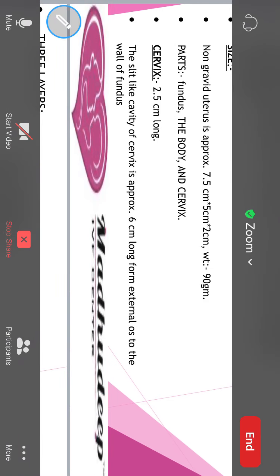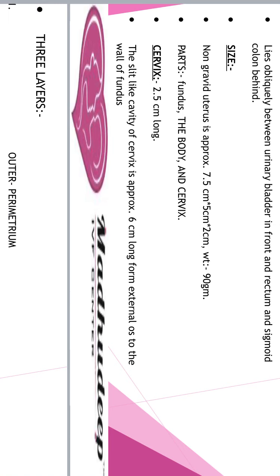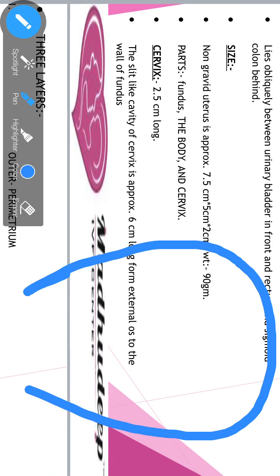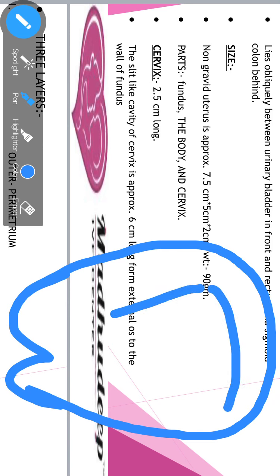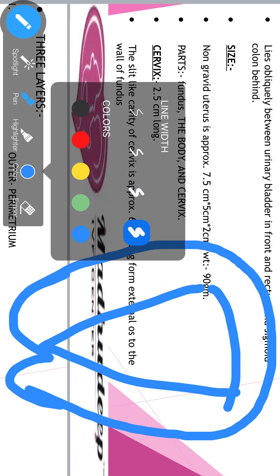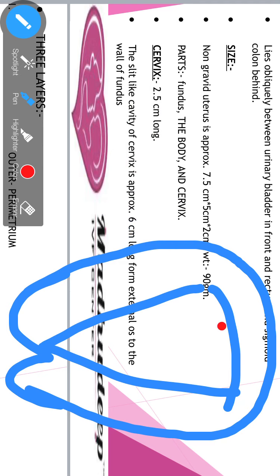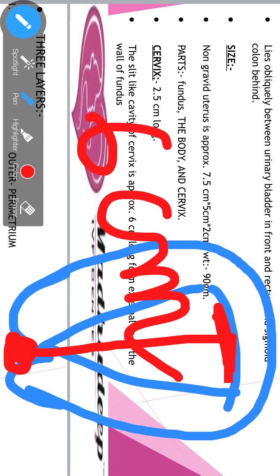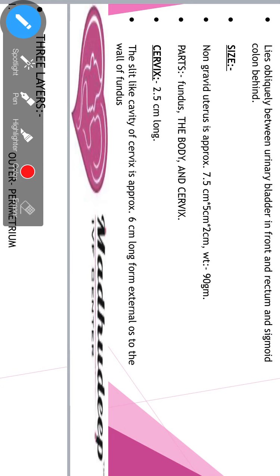Cervix is 2.5 centimeter long. The slit-like cavity of the uterus is approximately 6 centimeter long. There is a cavity, like suppose this is a, so there is a cavity where the fetus lives. So this cavity from the external os up to the fundus is 6 centimeter long. This is very important. It is a slit-like cavity which expands in pregnancy.